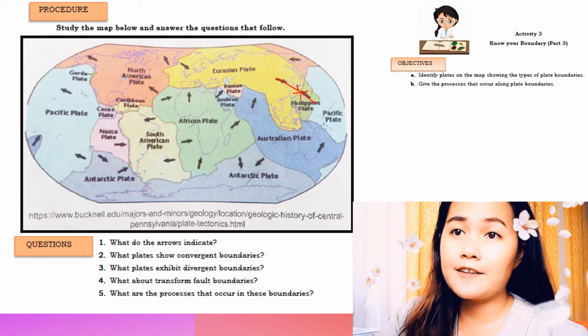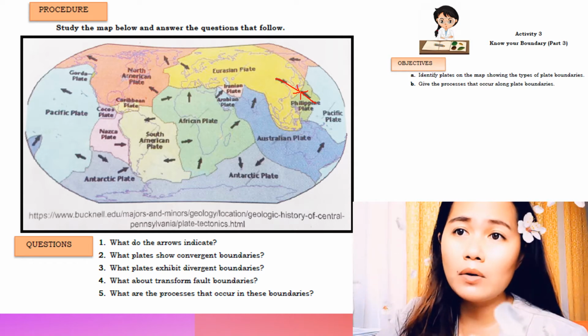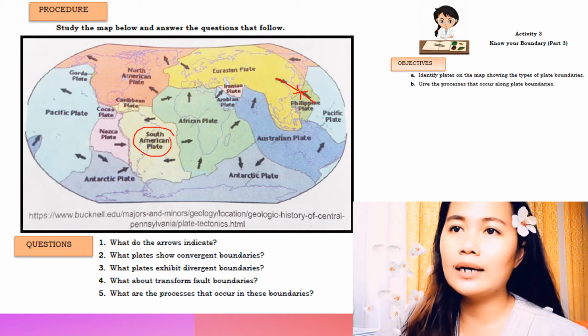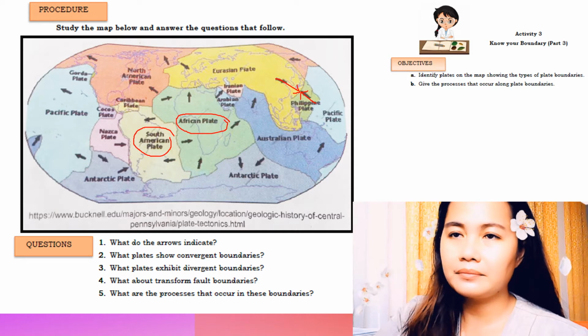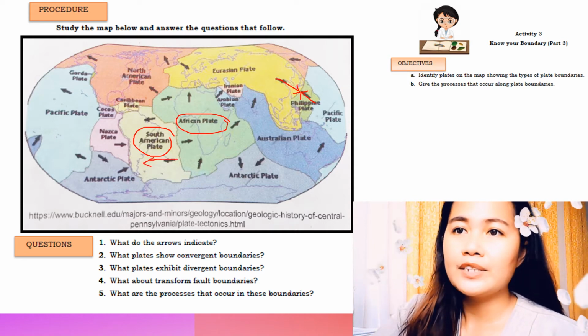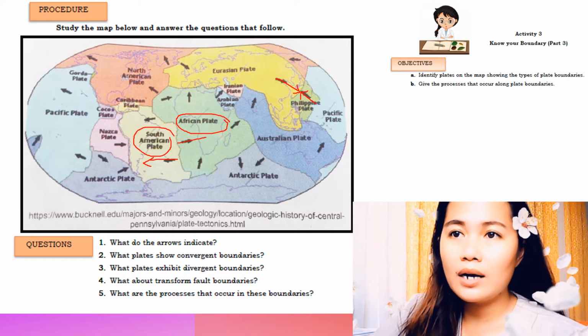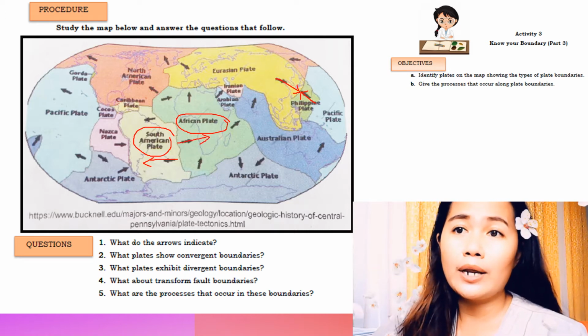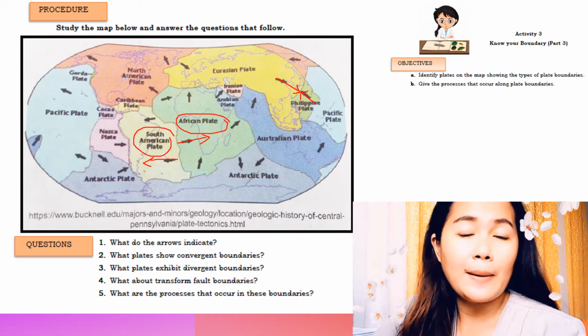Mangita ta diri example sa divergent, padong magbuwag. Look at the South American plate and look at the African plate. Si South American towards the left. Si African plate towards the right. Padong ba sila magbangga? No. They're going away or moving away from each other.